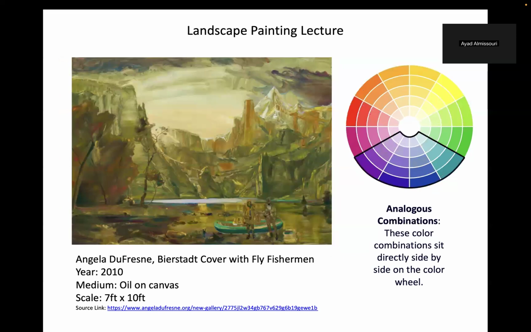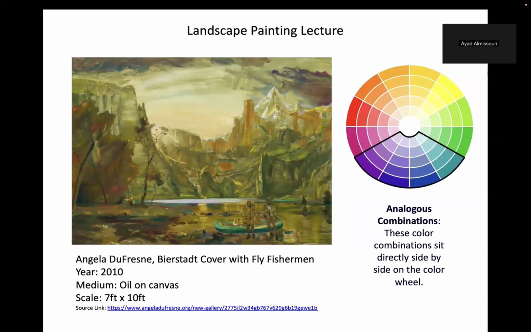And finally, let's look at analogous color combinations. This is by the artist Angela Dufresne, who's from the US, done in 2010. This is a very large painting that she was working on, oil on canvas. But this is a great series of color combinations that she's using, much warmer, greener, reddish tones for her analogous color combinations.